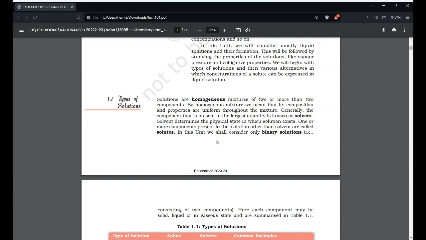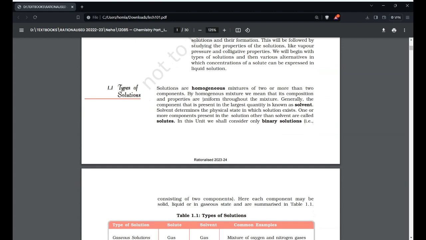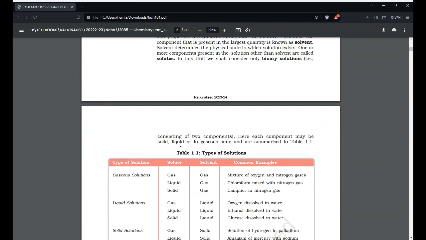So basically solutions are homogeneous mixtures, मतलब जो mix हो सकता है, which we know already, homogeneous and heterogeneous. And the major component is called a solvent, which we know already. Most of this basic stuff we know. And जो हम डालते हैं, those are solutes. And next we shall see binary solutions, consisting of two components, binary solutions which have two components.